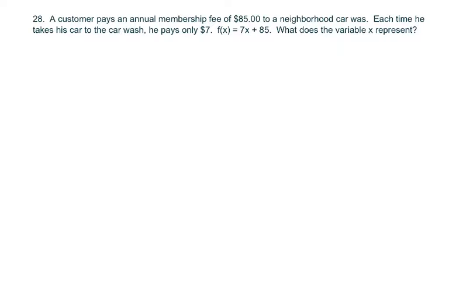All right. Number 28. It says a customer pays an annual fee of $85 at a car wash. Each time he takes the car, he only pays $7. So here's your equation. What does x represent? Well, that represents the number of times he takes it to the car wash.